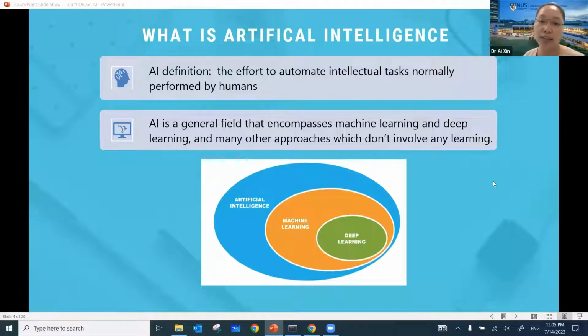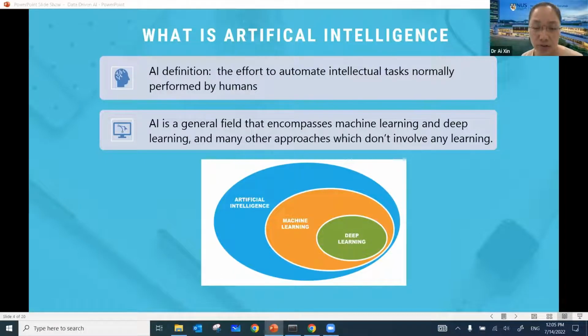Okay, so what is artificial intelligence? Artificial intelligence is nowadays a very popular terminology. Everybody is talking about it. So the definition of AI is very simple. It is the effort to automate intellectual tasks normally performed by humans. So the idea is very simple. Basically, we want the machine to do something that only humans can do. So that is the definition of AI.